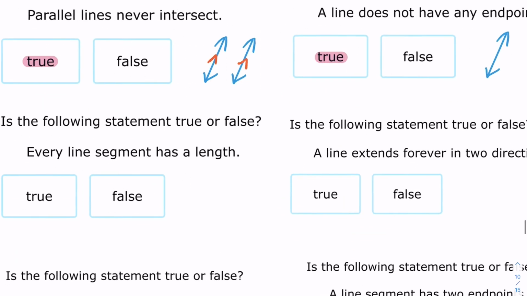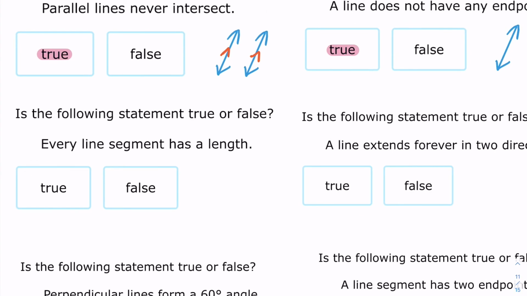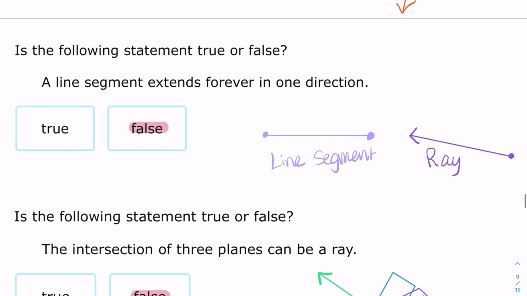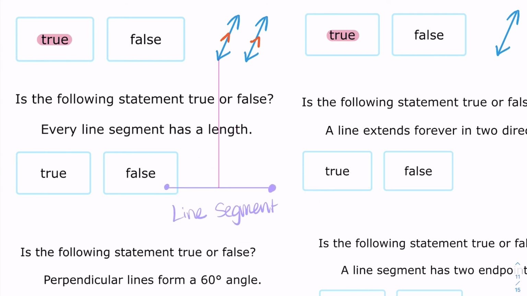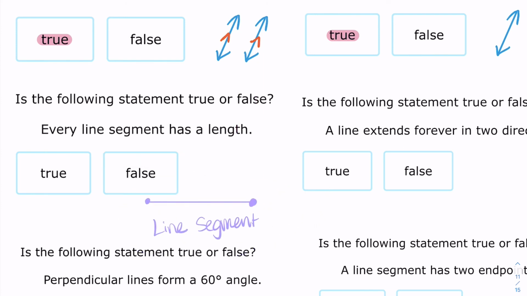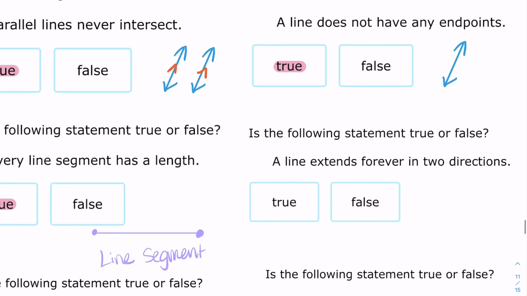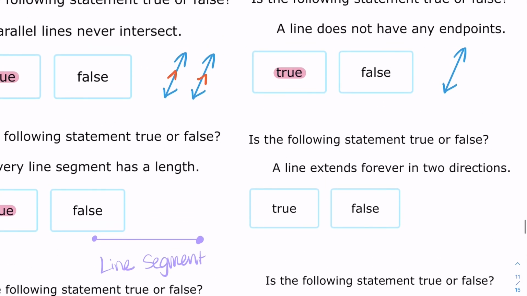Is the following statement true or false? Every line segment has a length, and that is true. Here's the length of this one. It is stuck between those two endpoints. It has an endless amount of points, but it is stuck between two. And it has a length, so this is true. A line extends forever in two directions. Yep, that's because it also has no endpoints. So that is another true statement.